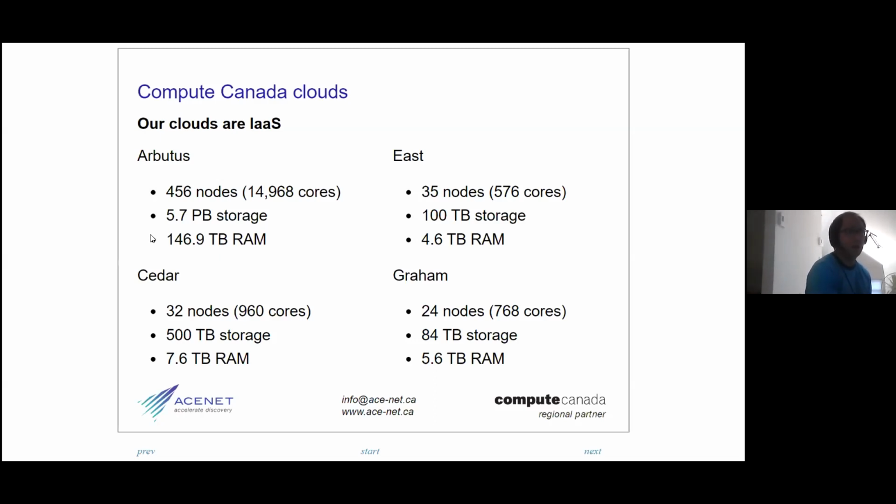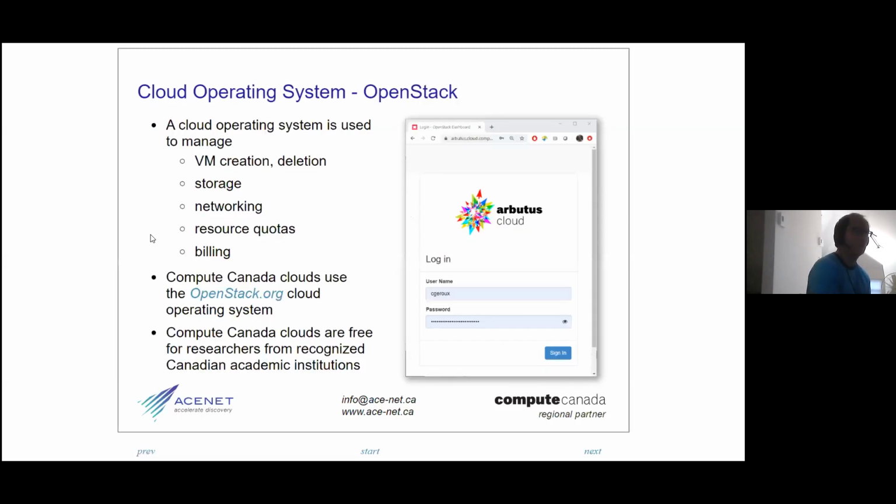So we also have a cloud called East Cloud, which is in Quebec. Cedar Cloud, which is attached to the Cedar high performance computing cluster. And we have a Graham Cloud, which is part of the Graham high performance computing cluster as well. So we have a few different clouds. Usually you'll end up with the Arbutus cloud unless you have a reason for the others.